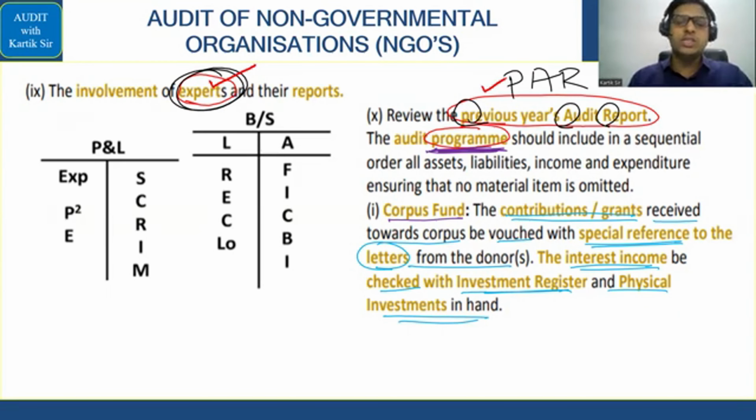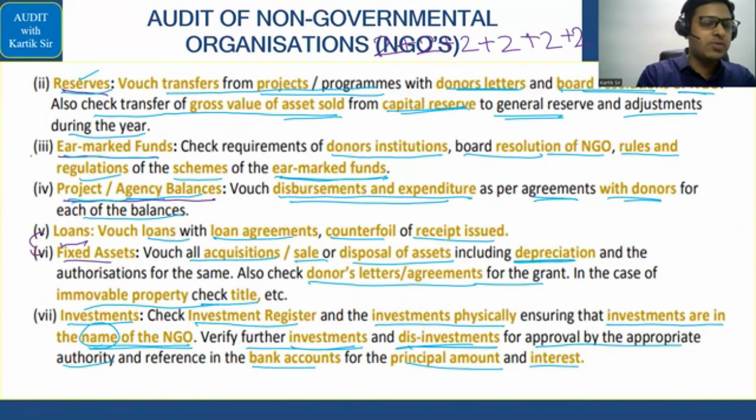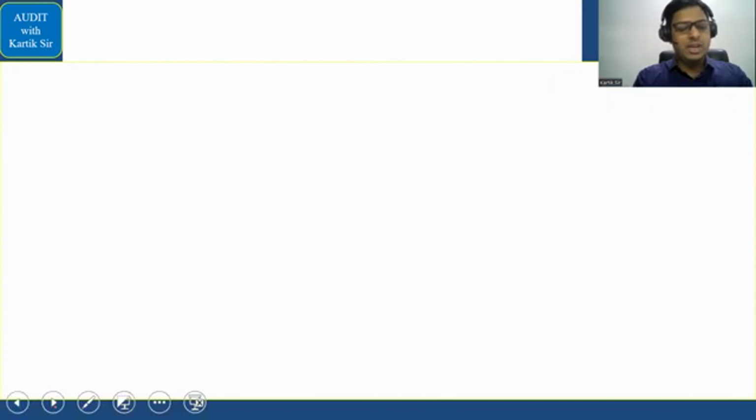Now we are doing something called audit program. So in the audit program, what are we looking into in this part? Here we had seen a pair of two. So first remember, let's say corpus fund, and along with it you have to remember earmark funds, corpus fund and earmark fund. Then you have to remember reserve balance and project or agency balance. Then loans and fixed asset. Then investment and inventory. Remember this? Investment inventory.